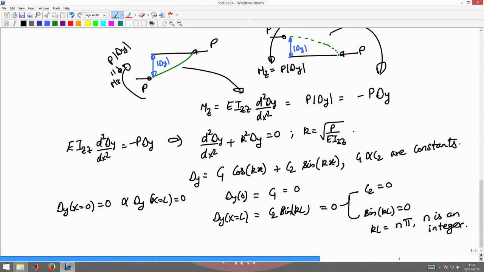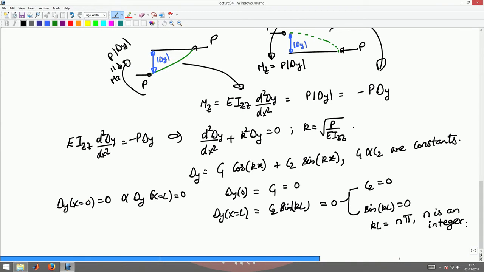From here you get two solutions. If c2 is 0, delta y is identically 0. Otherwise, if kL is equal to n pi, it can be c2 times sin n pi x by L.